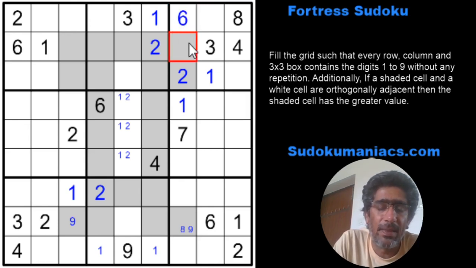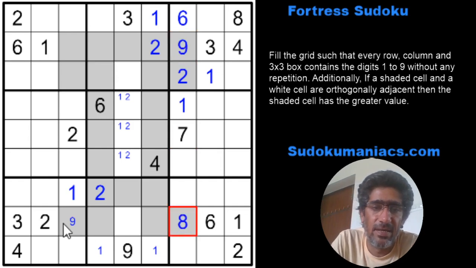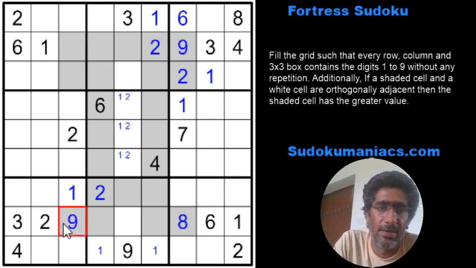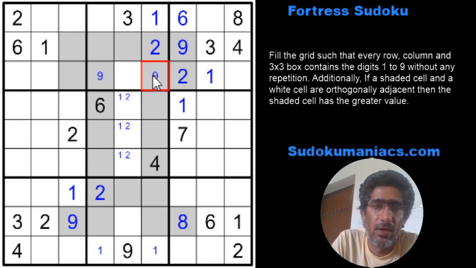So this has to be a 6. And I need a larger number here. I can't have an 8 or a 7, so this has to be a 9, which makes this an 8, and this becomes my 9. Right? 9 cannot be here because 9 can never be on a white which is adjacent to a gray. 9 cannot be here. So the 9 is locked in this, which pushes the 9 here because we got a 9.